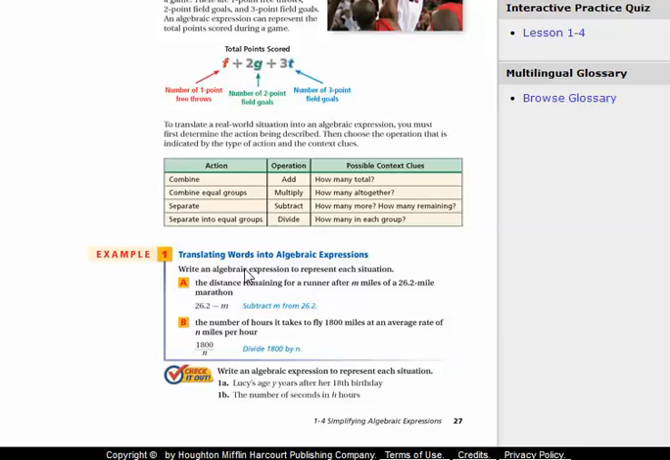In the beginning here, what they're going to actually have you do is do a couple of examples where you're reading a problem and you're just trying to take the words and put it into an algebraic expression. So when you look at these first few examples, that's kind of what they're going over there.